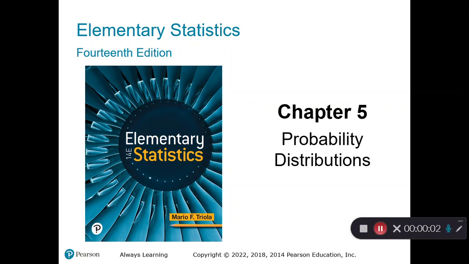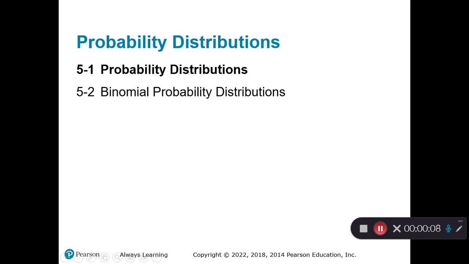In Chapter 5, we're going to explore the idea of a probability distribution. Even though this chapter contains 3 sections in our book, we're only going to cover the first 2 sections, introducing probability distributions and then looking at a specific type of probability distribution called the binomial probability distribution.